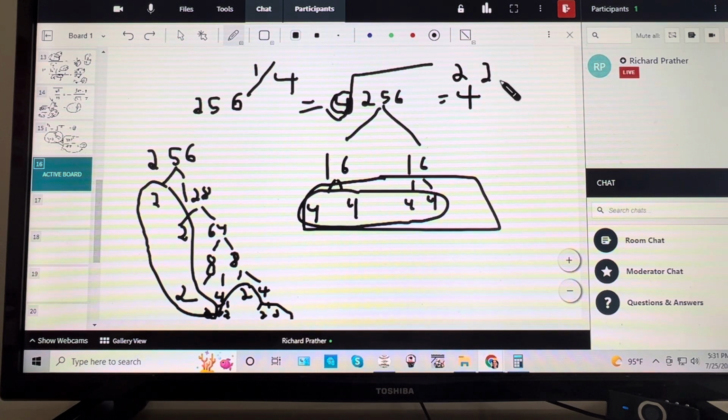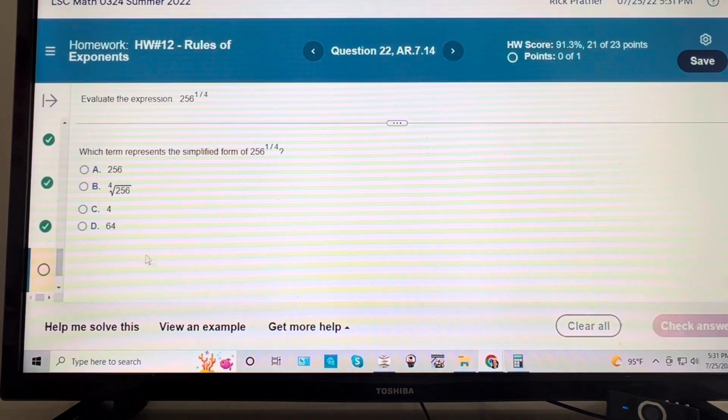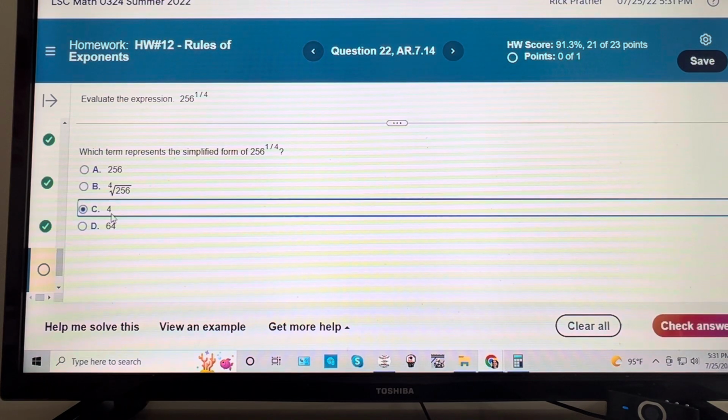When you bring more than one outside, you multiply them together. So boom, same answer, 4. So the simplified version is 4, but it's good to know that that's actually the 4th root of 256. You'd have to think of that first before you could even get to the 4.